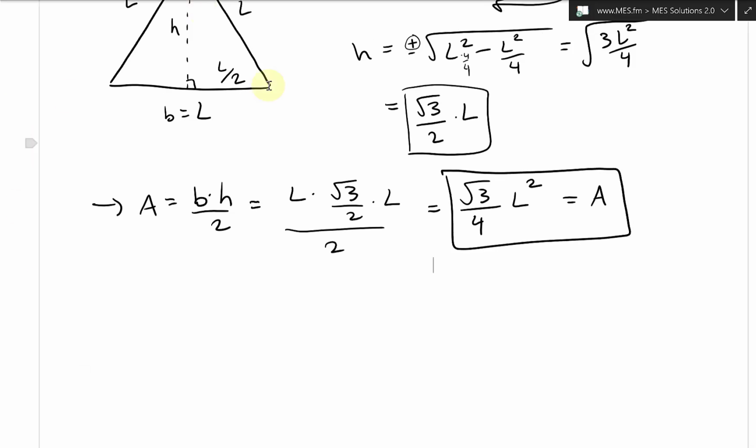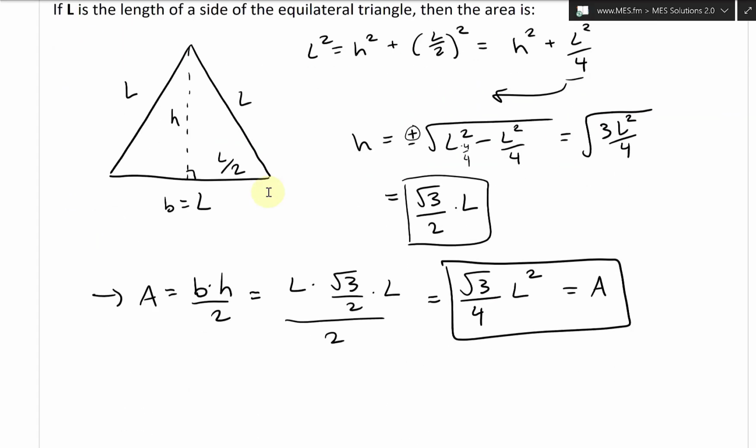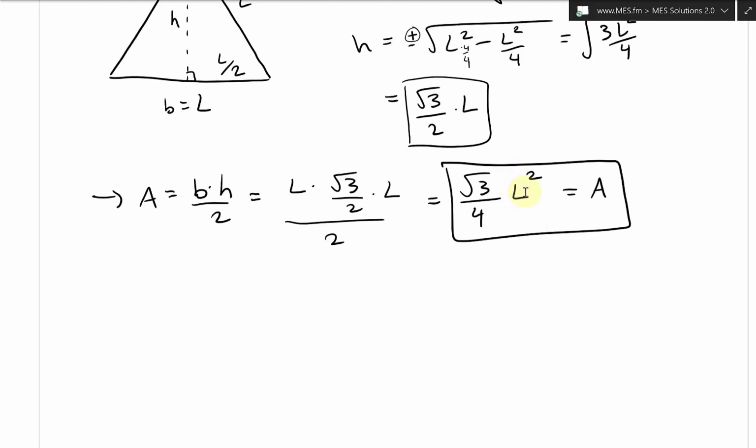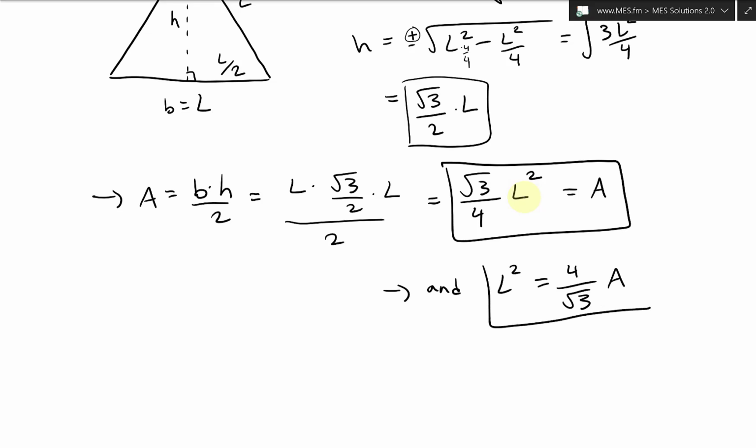Since we're asked to find the ratio A_n over A, let's write L squared in terms of A. L squared equals 4 over square root 3 times A. So move everything over to the other side, and we get that L squared equals 4 over square root 3 times A. So we have A as part of L squared.